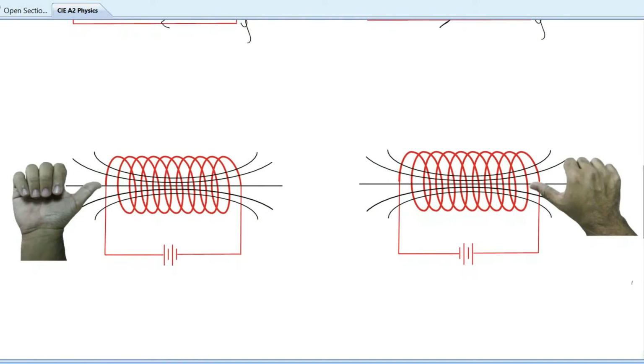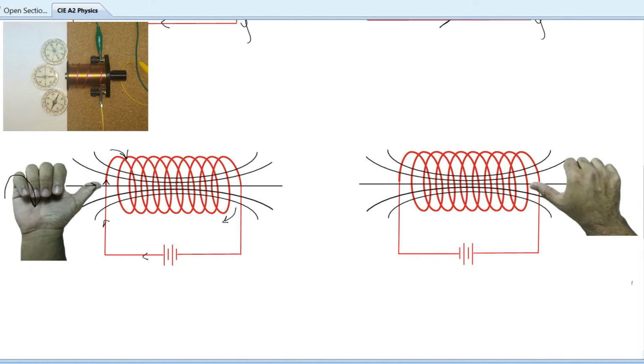So let's go and see how the current flows. Basically, the current is going in this direction. It's going up from behind and coming out of the page from the top and into the page from the bottom. So if you curl your hand in the direction of the current, you will find that the magnetic field will be pointing towards the right. So the direction is out of the right side and into the left side.